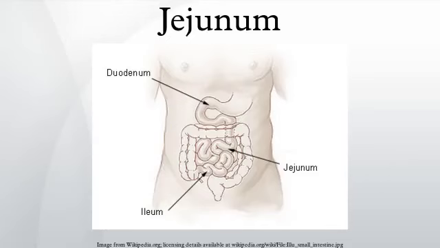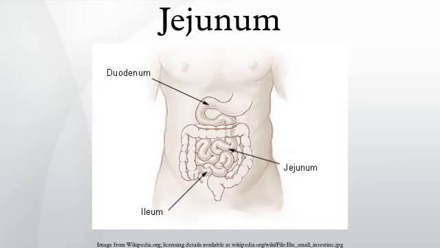The jejunum and the ileum are suspended by mesentery, which gives the bowel great mobility within the abdomen. It also contains circular and longitudinal smooth muscle which helps to move food along by a process known as peristalsis.